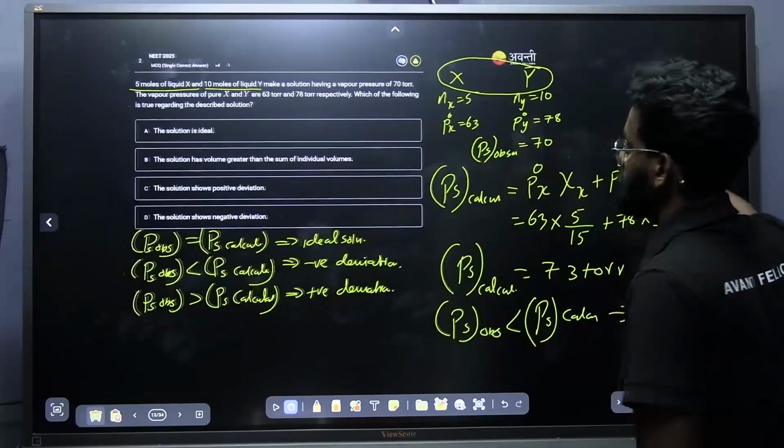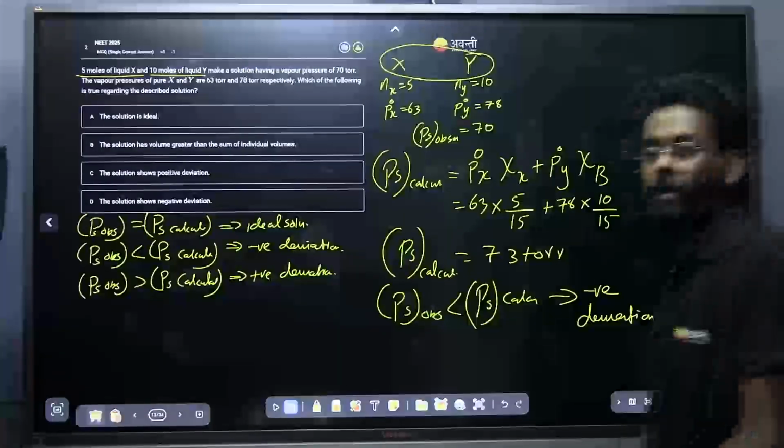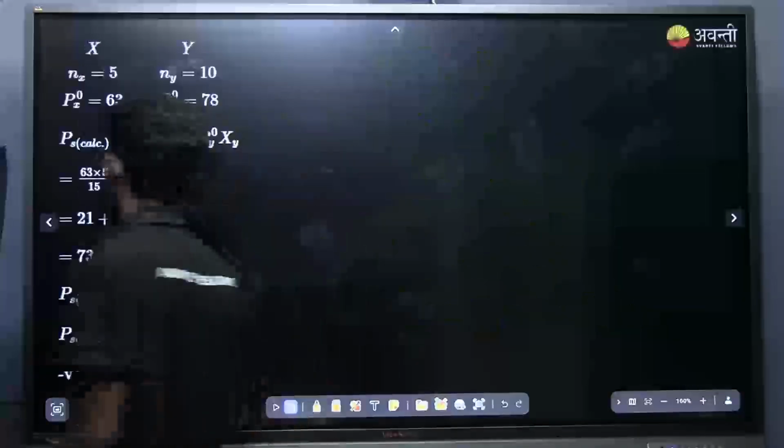Clear indication of negative deviation. Yes, this is a complete idea about this one. Hope all of you understood this question. Now we will be moving into the next question.